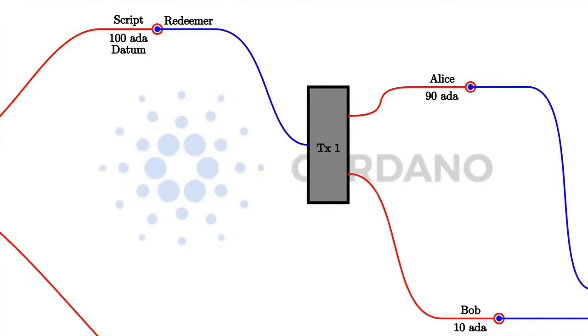And what the eUTXO model does is extend this by adding a new type of addresses, so-called script addresses, that can run arbitrary logic. And then when a transaction that wants to consume a UTXO sitting at a script address is validated by a node, the node will run the script and then, depending on the result of the script, decide whether the transaction is valid or not.